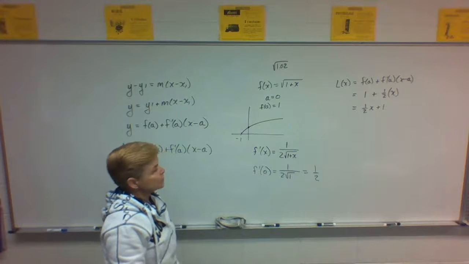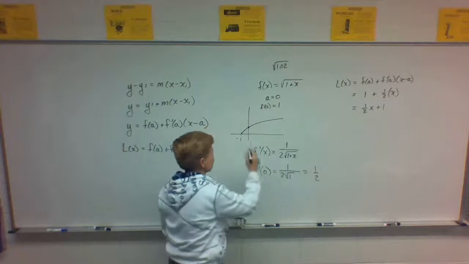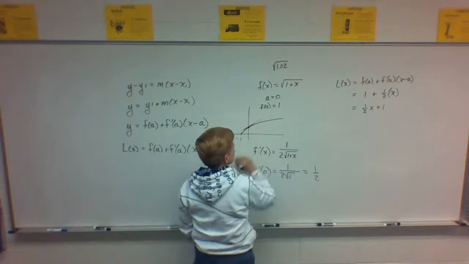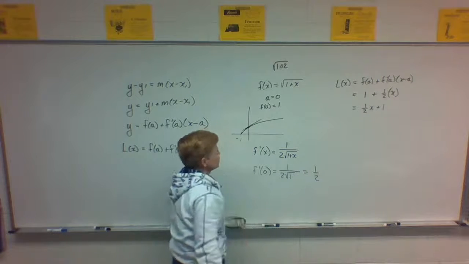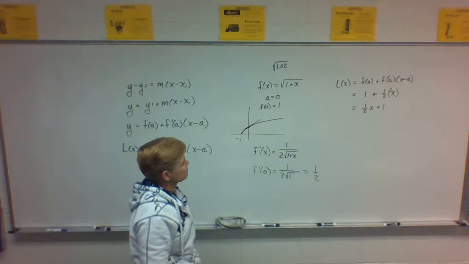That's a bad way to say it. Center point, which is the point. This is our center point, 0, 1. That's where we're going to go. So we're drawing the tangent line right here, and we're going to use that to evaluate the square root of 1.02.